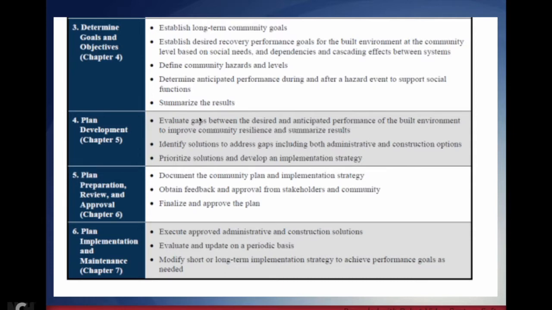And then, of course, the dependencies and cascading effects between these systems, as you can imagine. They help to define community hazards and the levels and determine the anticipated performance during and after a hazard to support social functions, and then of course summarizing the results. So that's all under the determine goals and objectives, which is basically chapter 4.